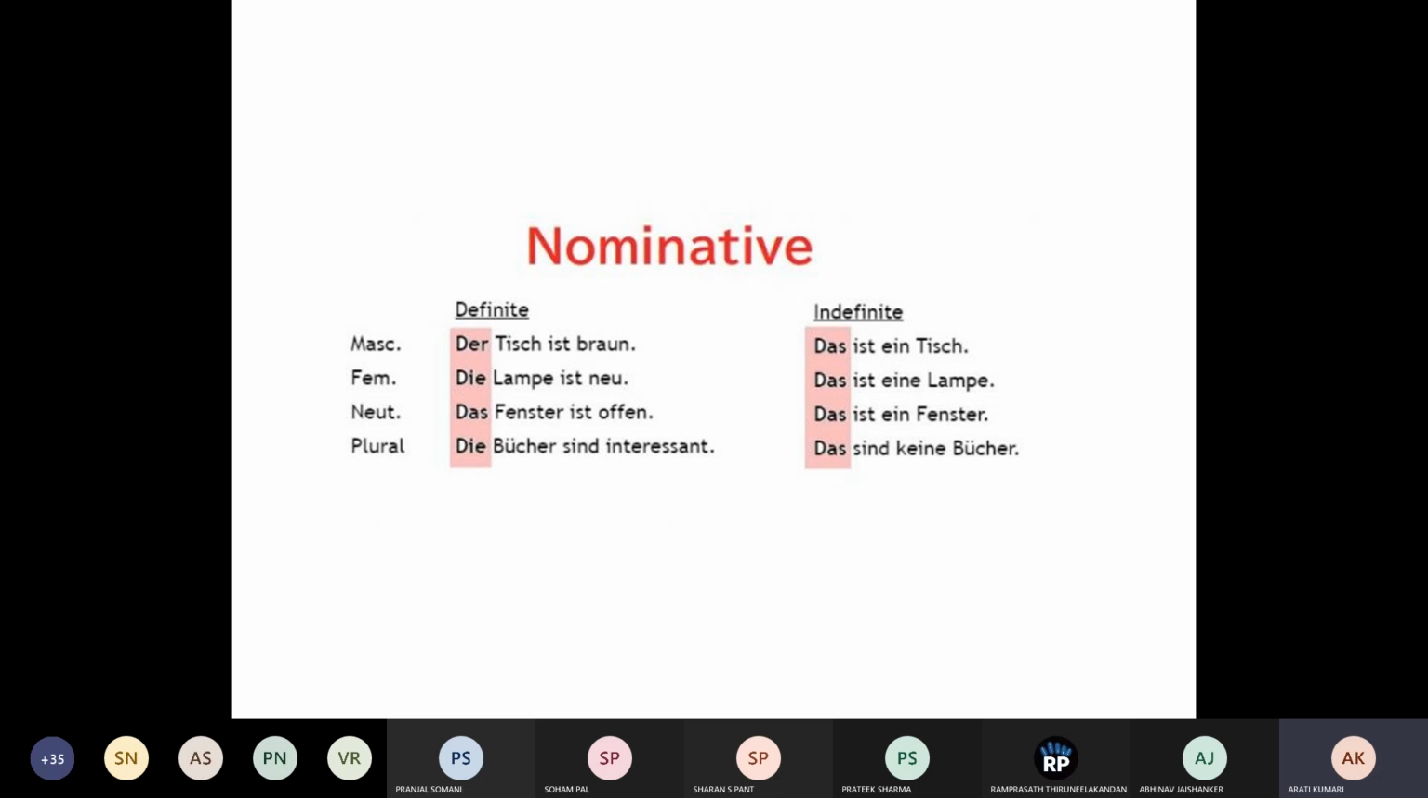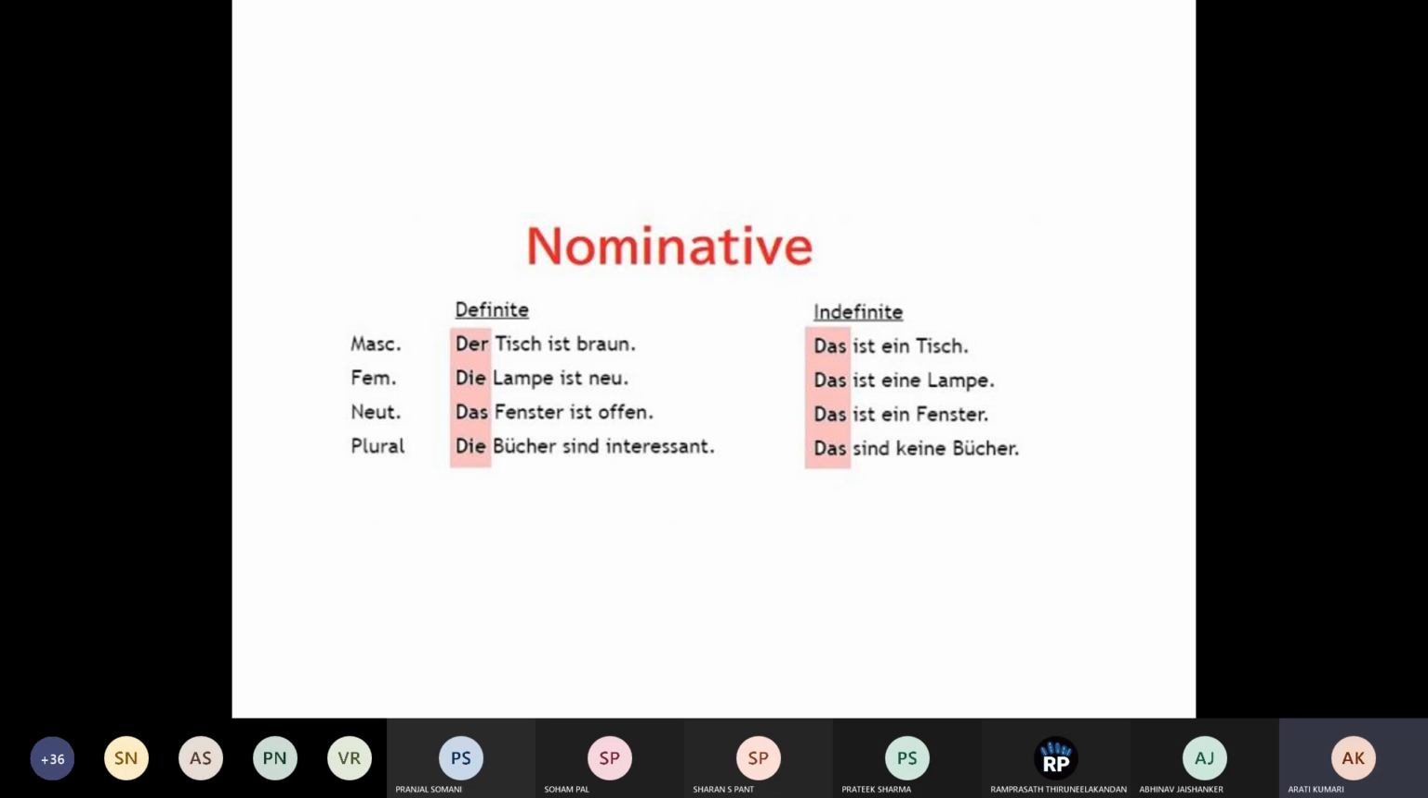Okay, this is a table, this is a lamp, this is a window. The third one is window, das Fenster. Das sind keine Bücher. These are not books. So this is what you should remember, and more.